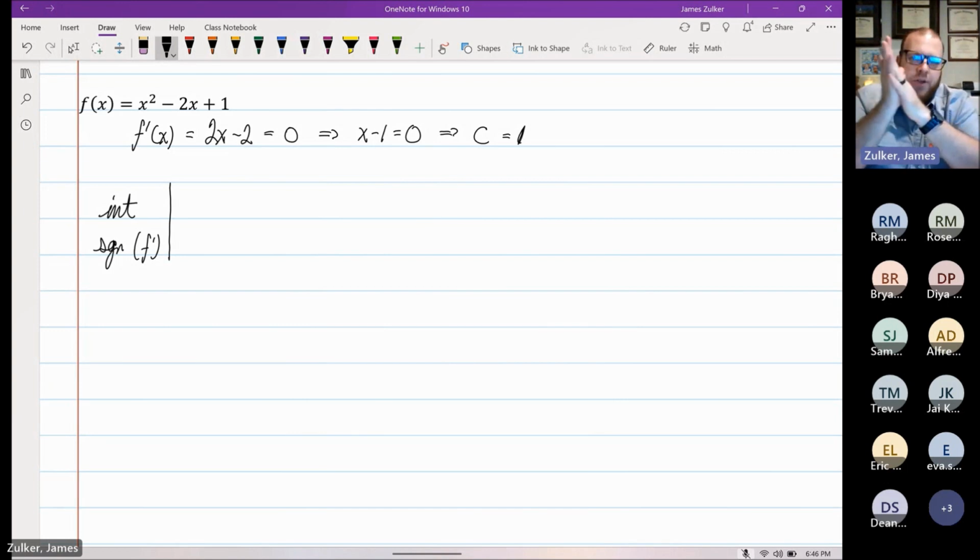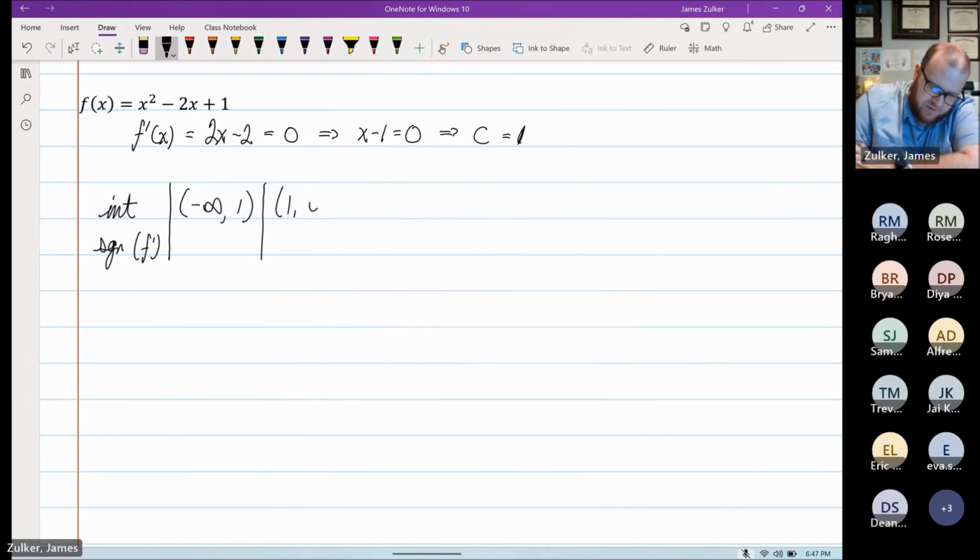So once we have critical points, we now list off our test intervals. And to determine test intervals, you just take the domain of the original function and split it at your critical points. Domain of f is all real numbers. Interval starts at negative infinity. We'll split off at 1. Right, and then it's going to continue to positive infinity.